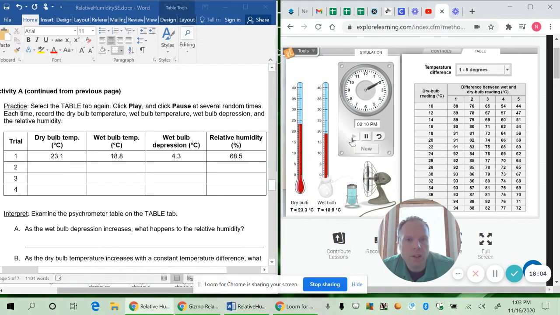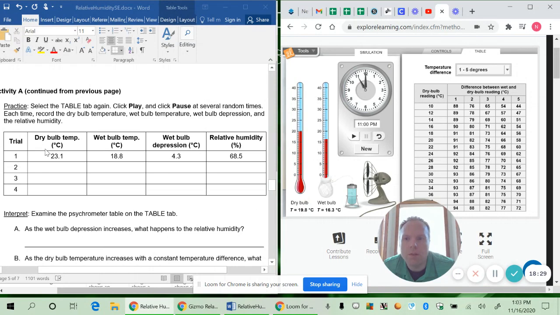Let's try it again. So I'm going to get some new data here. And you can see my temperatures are going up. All right, let's let that go a little bit longer. Now they're going down. Okay, so we'll do this one.